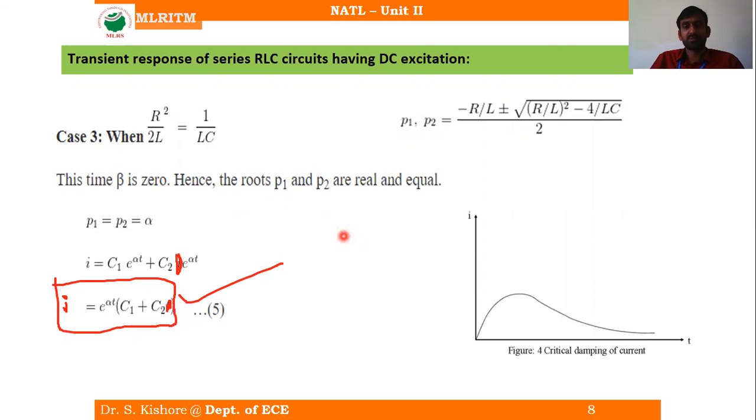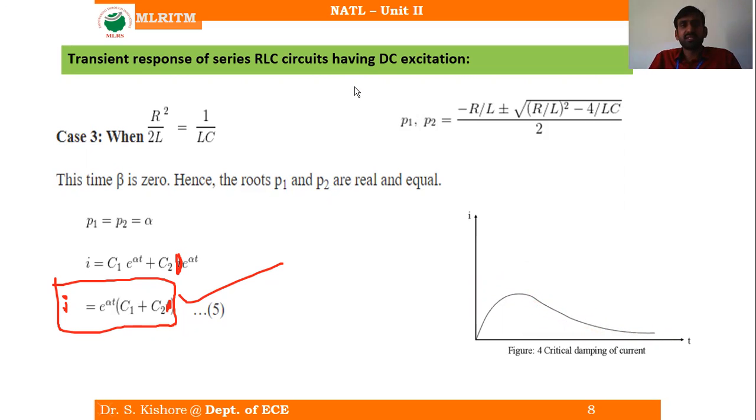Let us observe the response. Here you can see it purely depends upon the arbitrary constants C1 and C2, and e power alpha t is the multiplying factor. We can observe the damping condition as nothing but critically damped. That means it has neither oscillations, nor does it take so much time to reach its final or steady state value. Here it is nothing but a critically damped condition.